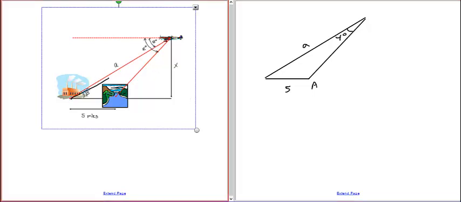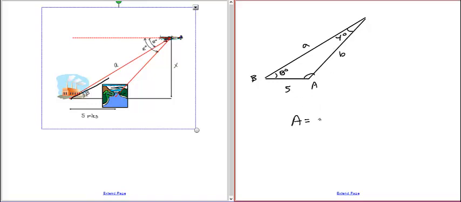And notice this is a transversal, 2 parallel lines, the ground and the flight. So this angle B is 8 degrees. So we'll call this side B. So this is 8 degrees. So now we've got 2 angles. So angle A is 180 minus 8 minus 4, which is 168 degrees. So that's 168.